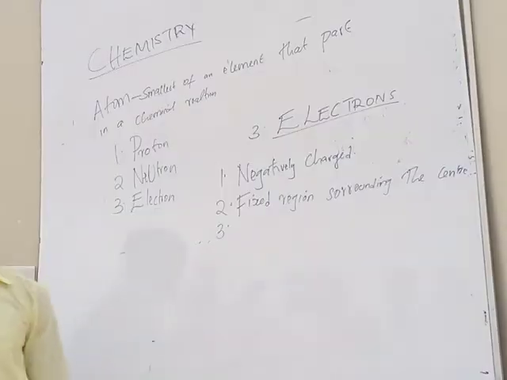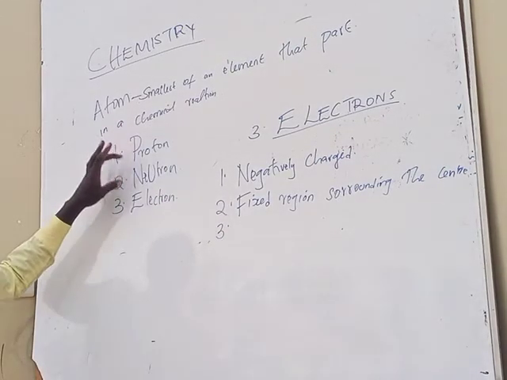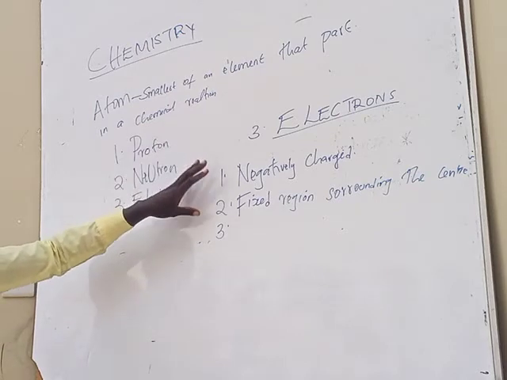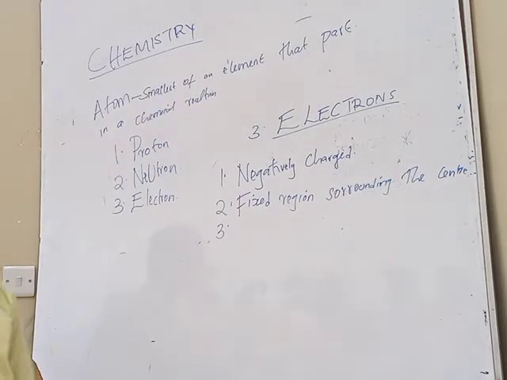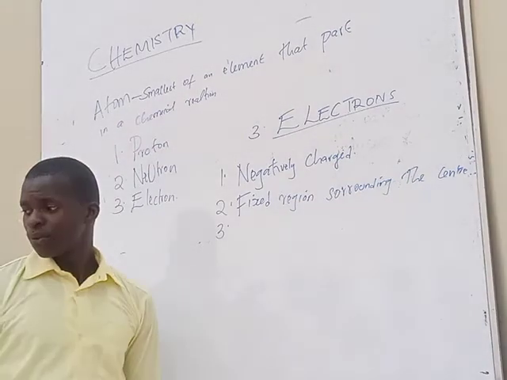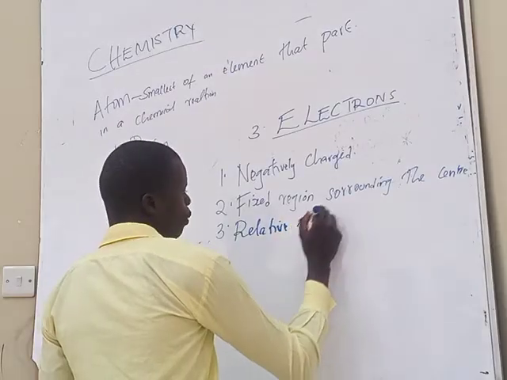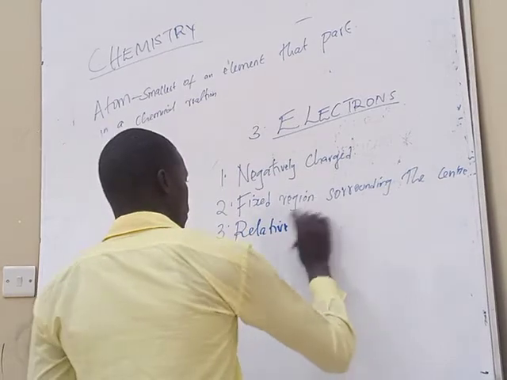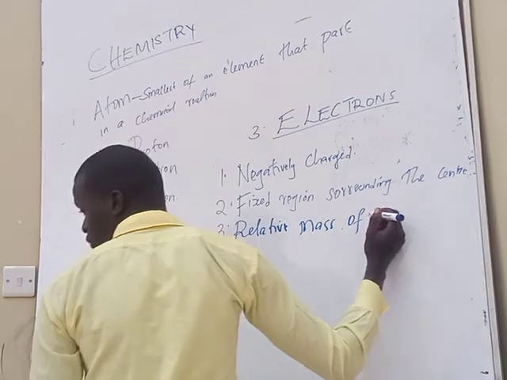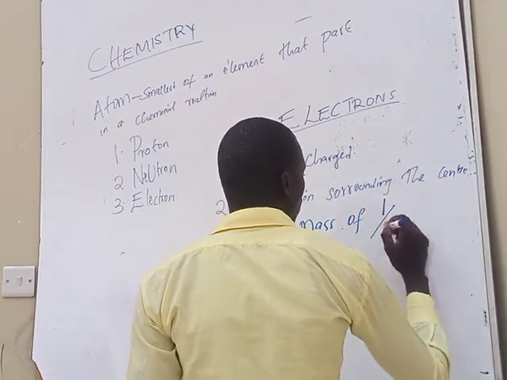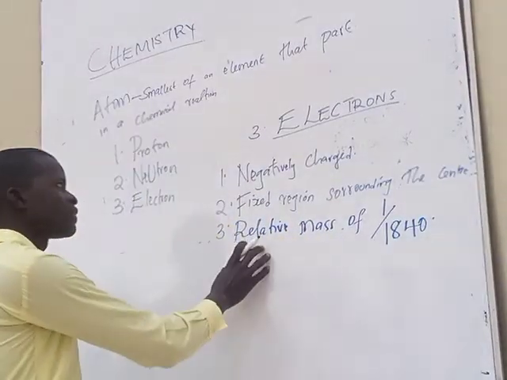Then what about number three? Characteristic number three for these electrons. We say that protons and neutrons have the same relative mass. Protons have one, neutrons also have one relative mass. For these electrons, they have a relative mass of 1/1840. So this is the relative mass of these electrons.